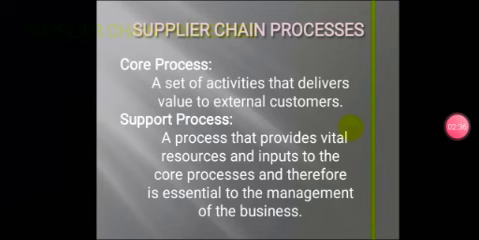Here we discuss two types of processes in the supply chain. Number 1, core processes, and number 2, support processes. A core process is a set of activities that delivers value to external customers. A support process is a process that provides vital resources and inputs to core processes and therefore is essential to the management of business.